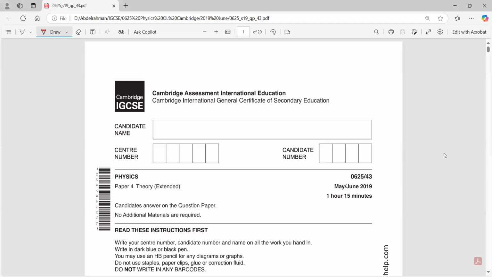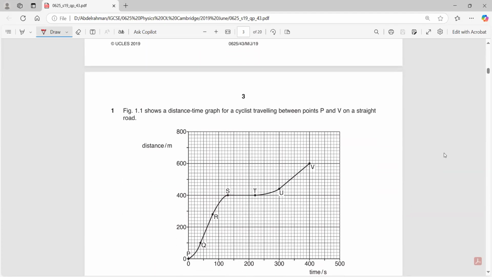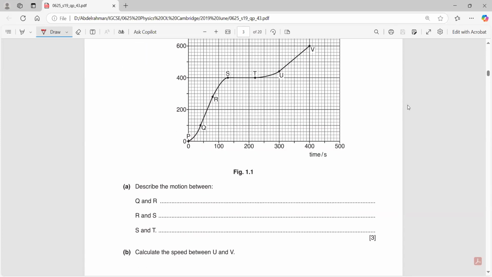Okay, June 19, paper 4, variant 3. Question 1. Figure 1.1 shows a distance time graph from P all the way to V. Describe the motion between Q and R. What's happening between Q and R?